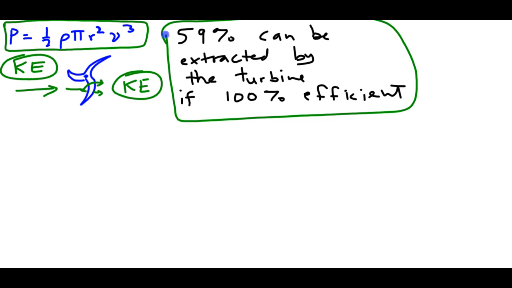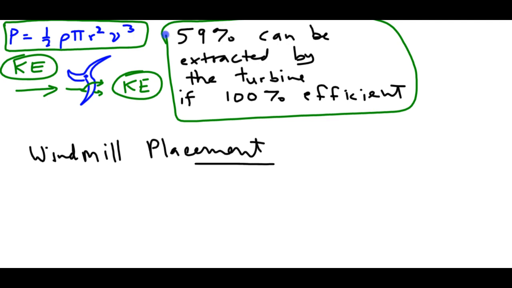Now, there's one last thing to say. Obviously, when we're deciding where to put our turbines, turbine placement, or let's say windmill placement, since the whole thing is the mill. Windmill, one word. There are two big factors in how we decide windmill placement. One, we want lots of wind. That's pretty obvious. We want lots of wind. But there's another factor that we consider.